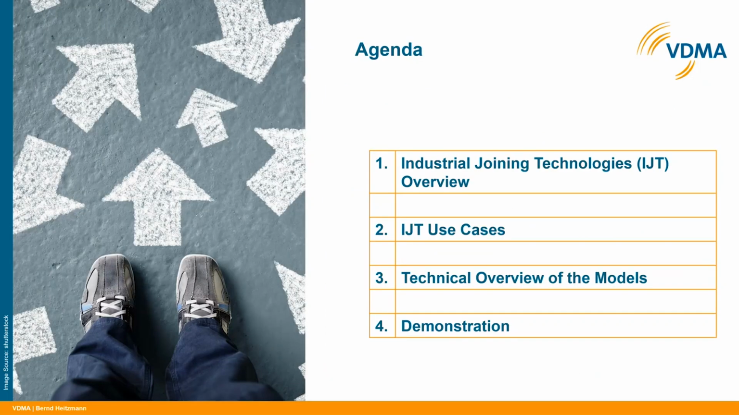So today we will discuss what is industrial joining technologies. And then we will go through the use cases. What are the use cases which are covered as part of the specification? And then we will dig deeper into the technical models. After that, we also have a complete reference implementation of an OPC UA server and OPC UA client, which is published in GitHub. We will go through briefly with the demonstration. So let us get started.